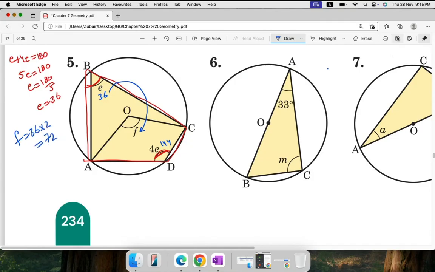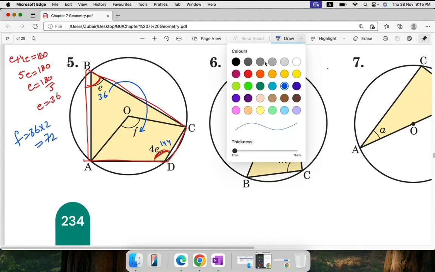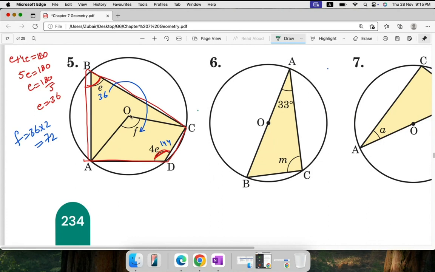So isn't OCDA a quadrilateral? OCDA is a quadrilateral, but all four corners are not touching the circumference. So we're using this property highlighted in green. We are using this angle at center is twice the angle at circumference.